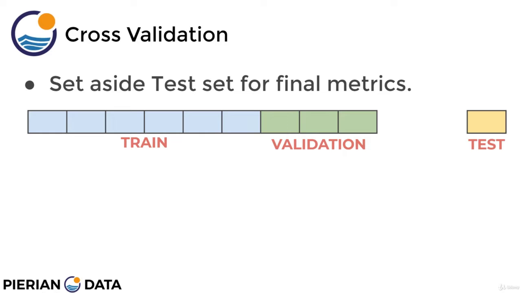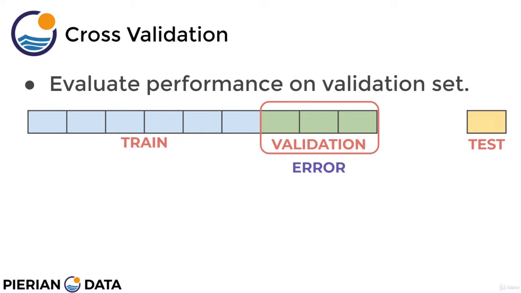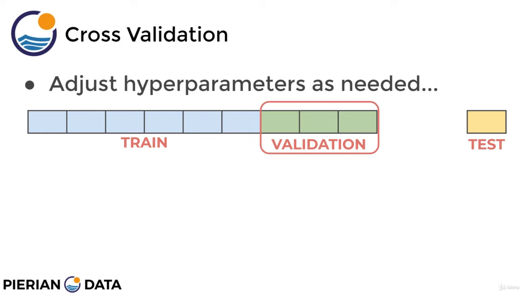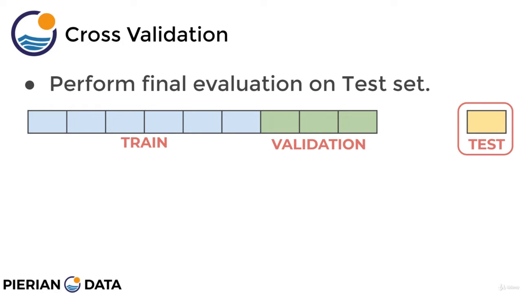Okay. So once you've done the train validation test split, you set aside the test set, and sometimes it's called a holdout set because it's going to be for final metrics. And then, as we know, we fit the model on the training set, we evaluate model performance on a validation set, get some sort of error metric, and then we can go back and adjust hyperparameters as needed on the model and essentially repeat this process as many times as needed, where we train, validate, and adjust hyperparameters. Once we're satisfied with this, we're going to perform a final evaluation on the test set.